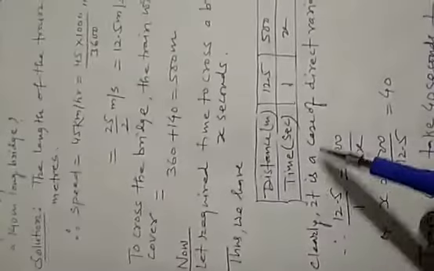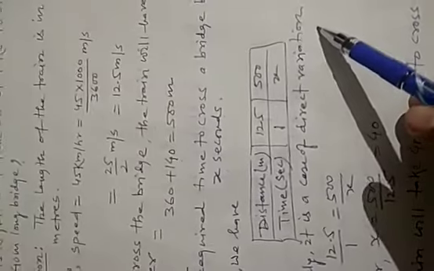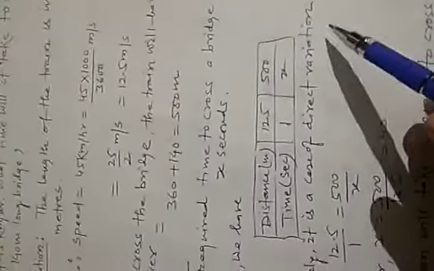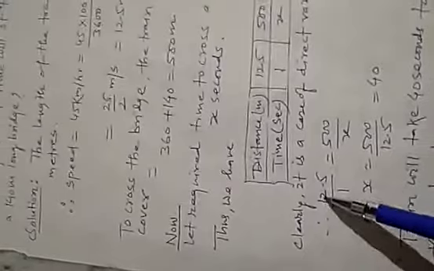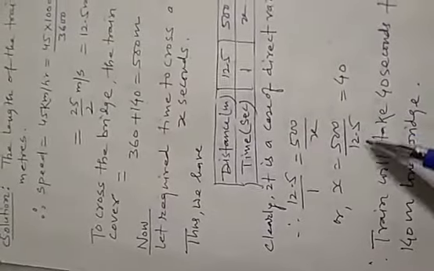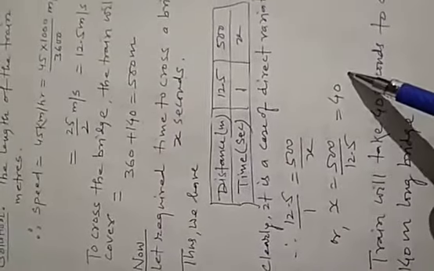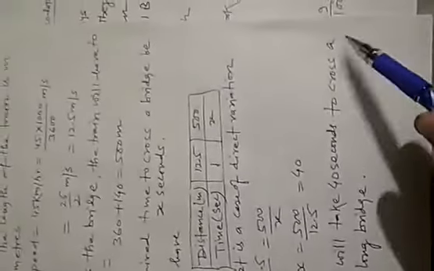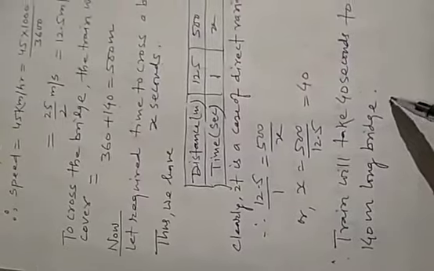Clearly, it is a case of direct variation. Therefore, 12.5 by 1 is equal to 500 by x, or x is equal 500 by 12.5 is equal 40 seconds. Therefore, train will take 40 seconds to cross a 140 meter long bridge. Student, clear?